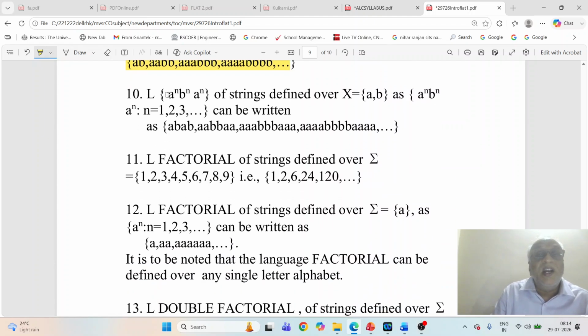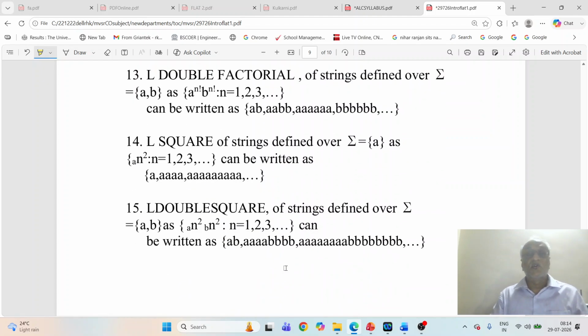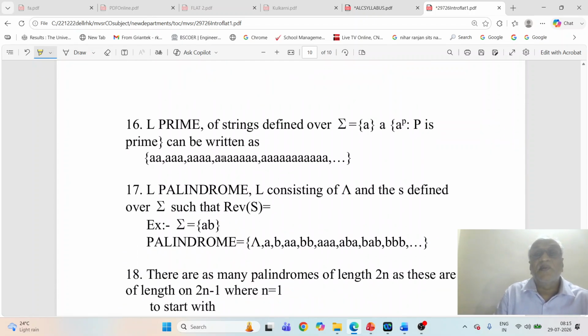Similarly, let us say a to the power of n, b to the power of n, a to the power of n. You can see here the combination. Similarly, let us say we are defining a factorial from this alphabet: factorial of 1, factorial of 2, factorial of 3, factorial of 4, like that. Let us say we have a square now and sigma equal to a. Then that square can be defined like this. All of them are square examples. Similarly, double square can be defined. This also has a few more examples, like prime numbers. You have these primes.